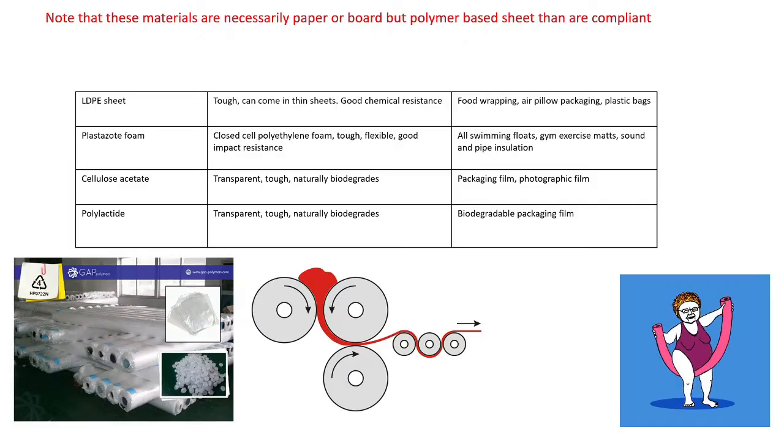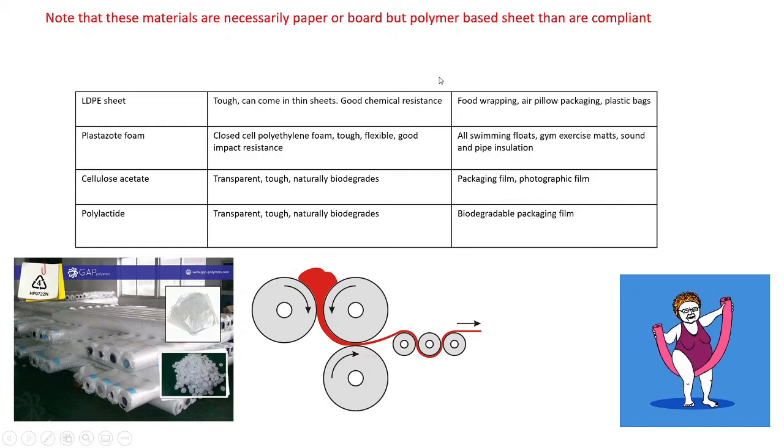So these ones here are a little bit different. These aren't actually paper or board, they're polymer-based sheets. And they're still considered compliant material. So the first one, LDPE sheet. Now LDPE, if you've already seen the plastics video, stands for low density polyethylene. So it's very tough, comes in thin sheets, and has really good chemical resistance.